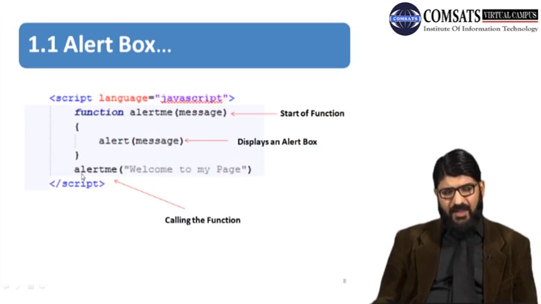Now alertMe is taking some values as a parameter. alertMe is taking "Welcome to my page", and then the script is closed. So this is the starting of the function, and it will display an alert box. This is basically the calling function, and this is the parameter that will be taken by the alert function and displayed to the user screen.